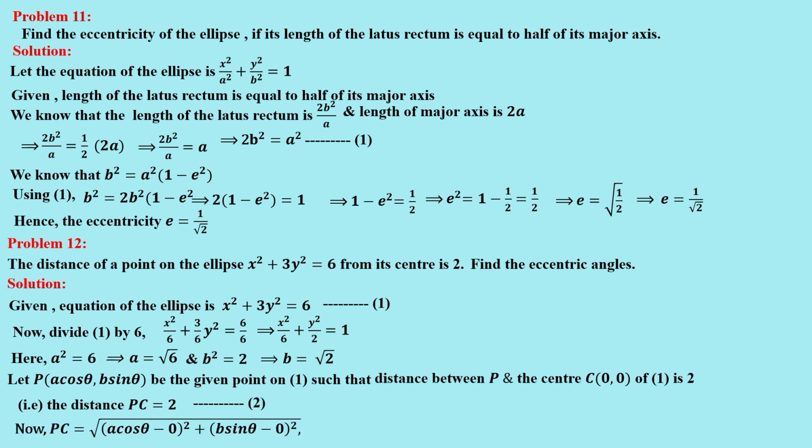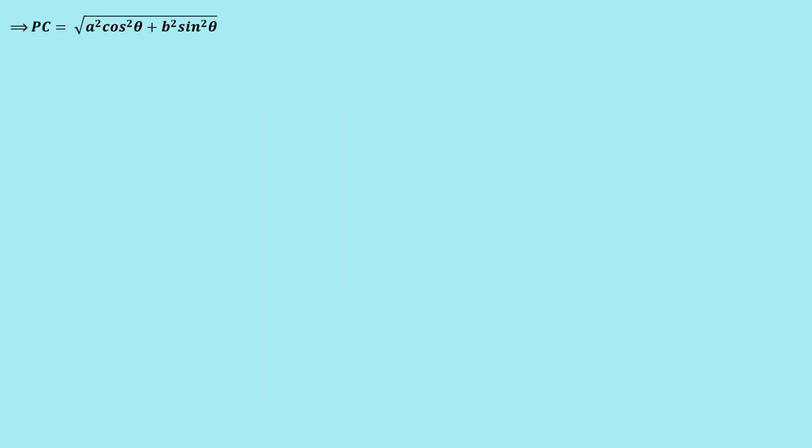That is equation number 2. So PC is equal to root of, using the distance formula, (a cos theta minus 0) the whole square plus (b sin theta minus 0) the whole square, right? So PC is equal to root of a square cos square theta plus b square sin square theta. So a is equal to root 6 and b is equal to root 2. So from 2 and 3, substituting the values of a square and b square, PC is equal to root of 6 cos square theta plus 2 sin square theta, that is equation number 3.